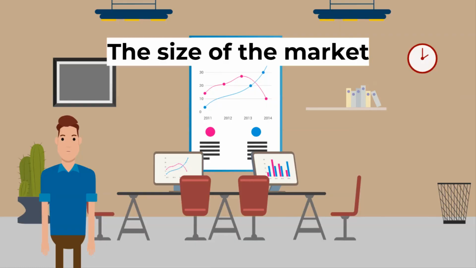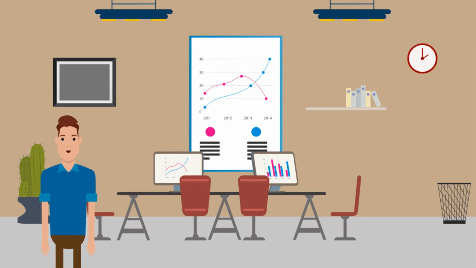The size of the market. For a large market, flow production will be required. Small local and niche markets may make use of batch and flow production. Goods that are highly demanded but not in very large quantities, batch production is most suitable.